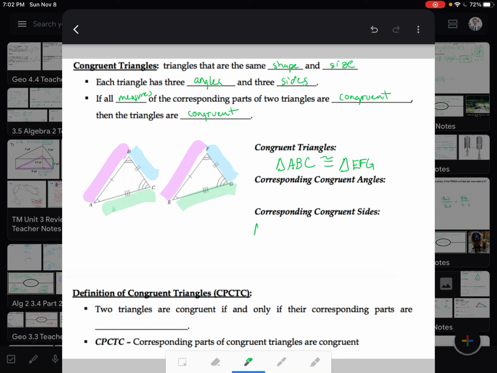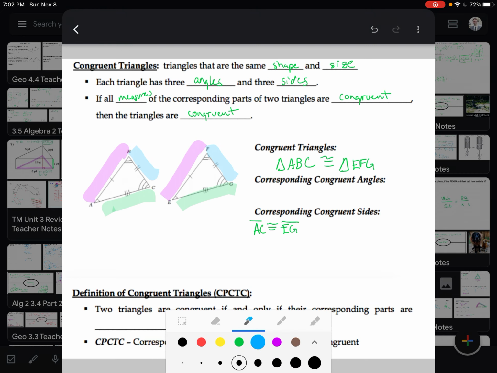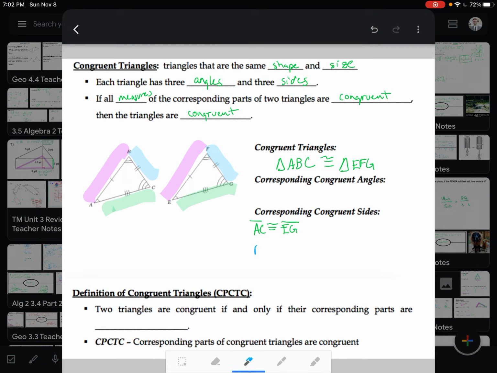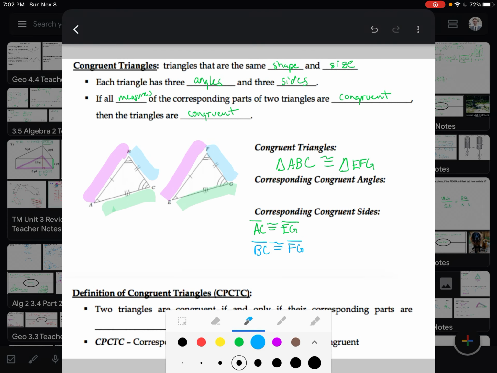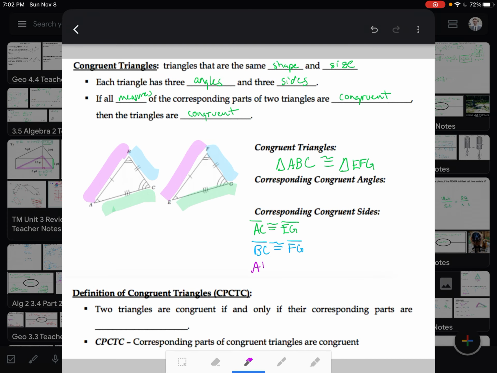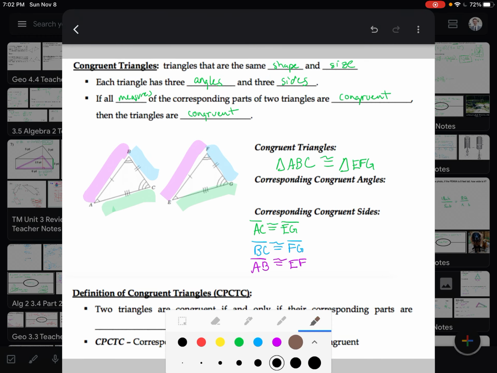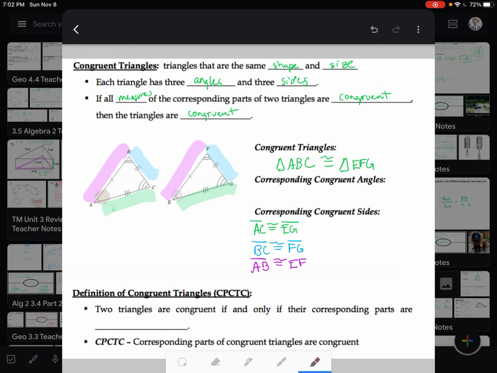Well, if we're looking at corresponding, let's actually jump to sides. We actually already see these outlined for us. So we know that corresponding sides here, we have AC is congruent to EG. And again, intentionally wrote that in green here because we can see that highlighted in green. Next, let's do it in blue. So our BC side is congruent to our FG side. And then finally, we can do it in purple. Our AB side is also congruent to our EF side.